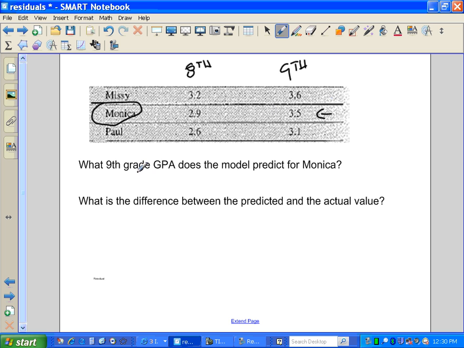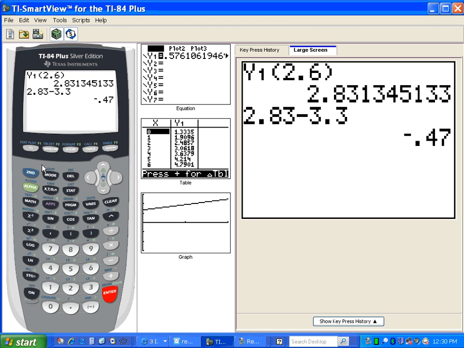So what value does the model predict for Monica? So we've got my y equation. I'm just going to do the y1. I'm going to do it the sneaky way of 2.9. So this would be what's predicted. If you don't want to do it that way, you can just go to there we go. All right.